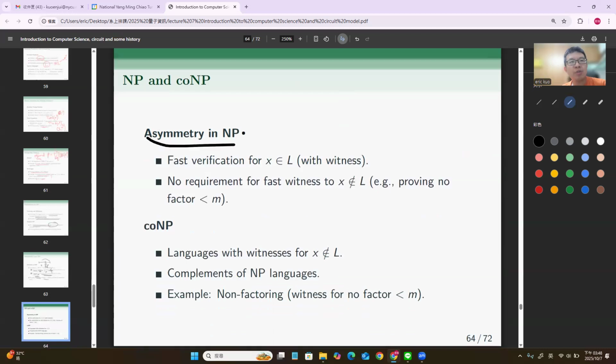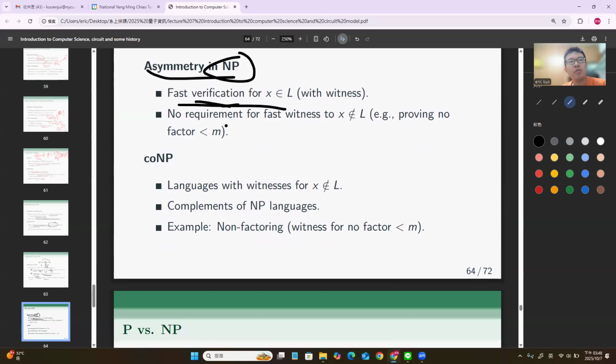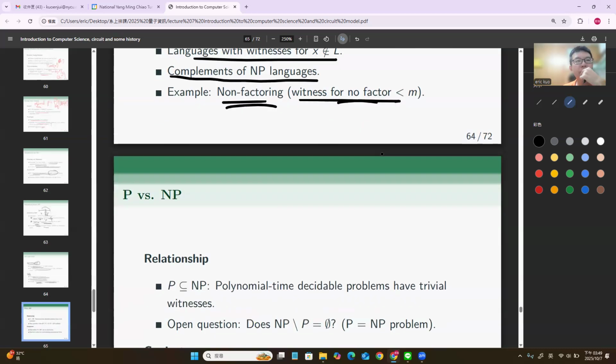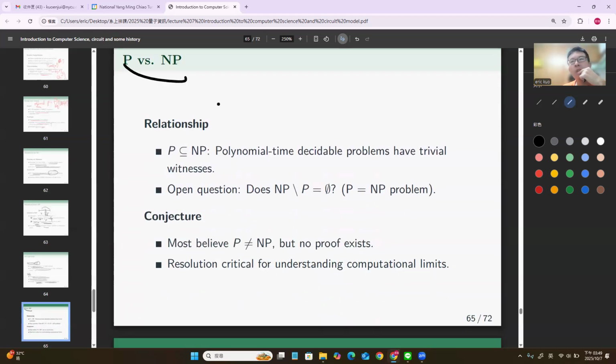So there's an asymmetry in NP, because if X belongs to L, there's a fast verification, but there's no requirement for a fast witness if X does not belong to L. There's a class called co-NP, which is the complement of NP, where the witness is for when X does not belong to L. For example, not factoring: a witness for no factor less than N.